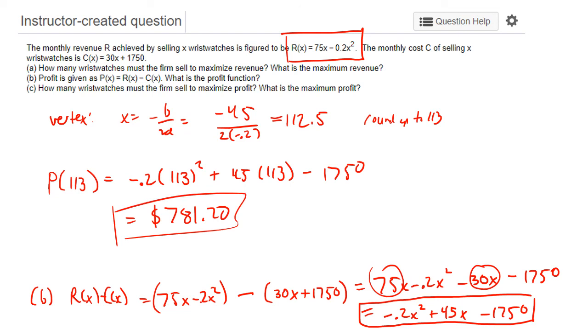Observe that this maximum profit is smaller than the maximum revenue, which we found earlier, because that makes sense. Revenue, you'd have to then pay out costs, leaving behind less profit. The important thing to note, by the way, is that the maximum profit was for a different number of watches as the maximum revenue.